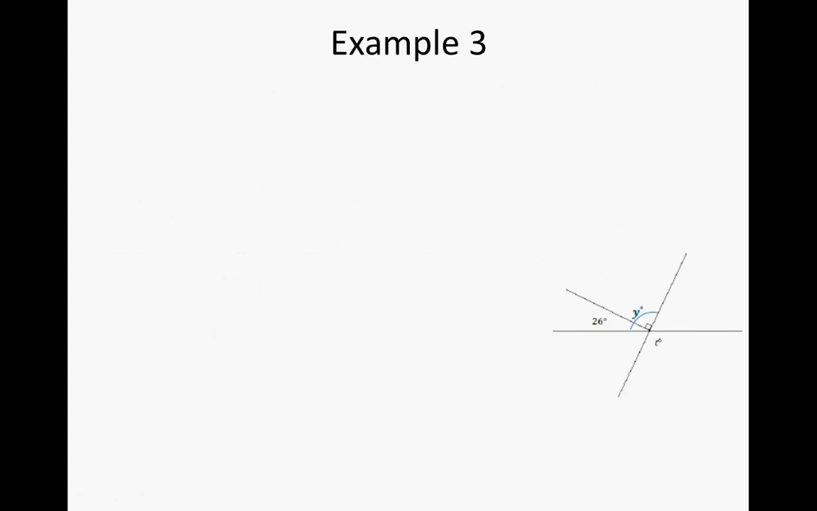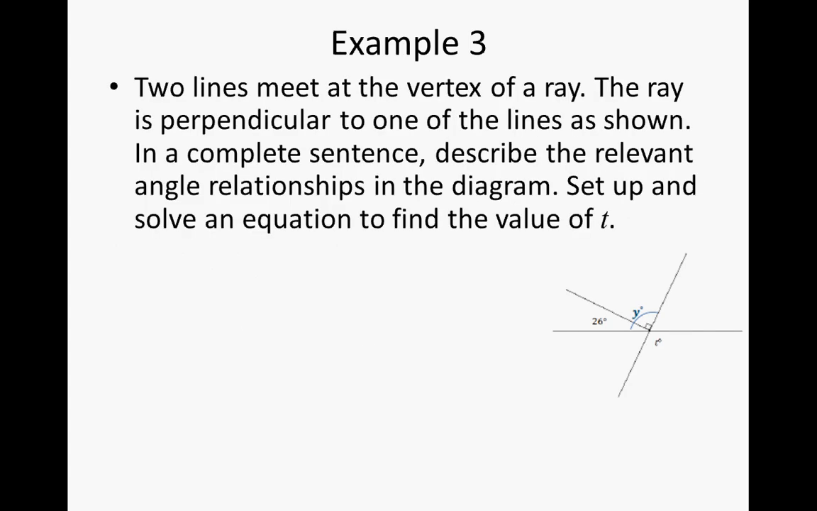Alright, example 3. Two lines meet at a vertex of a ray. The ray is perpendicular to one of the lines as shown. In a complete sentence, describe the relevant angle relationships in the diagram. Set up and solve an equation to find the value of t.